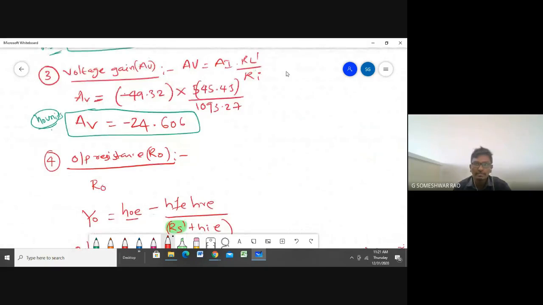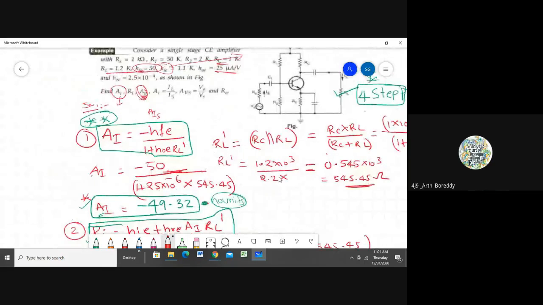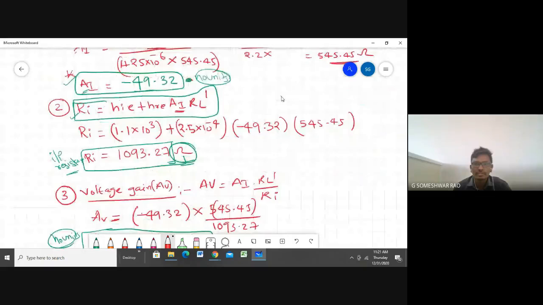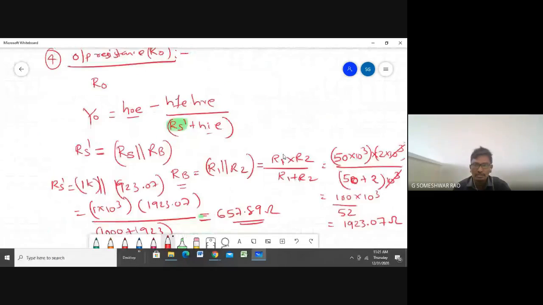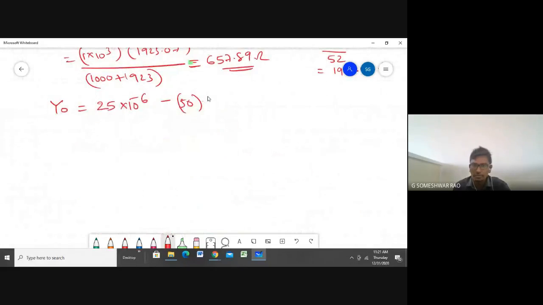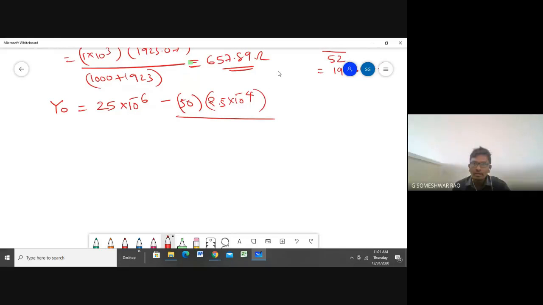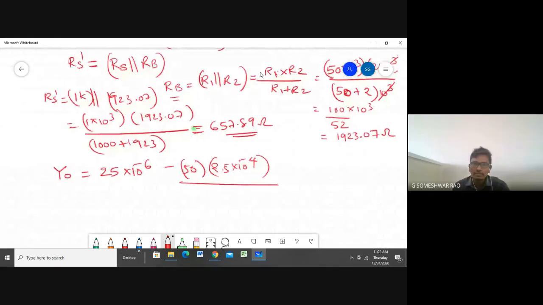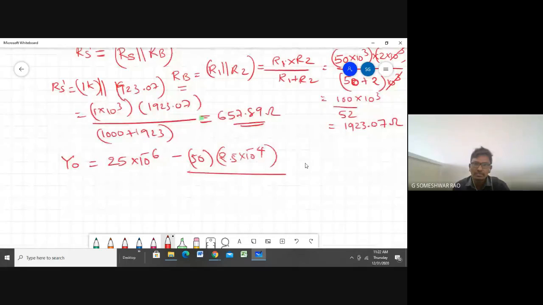What is the value which is given? HRE is 2.5 into 10 to the power of minus 4. Am I correct, sir? Yes, sir. Divided by, and in the formula, what is the value here? The value is RS dash, which we just got.